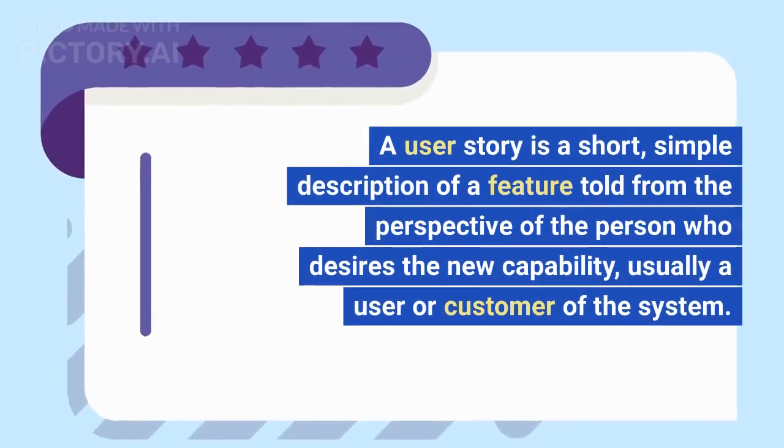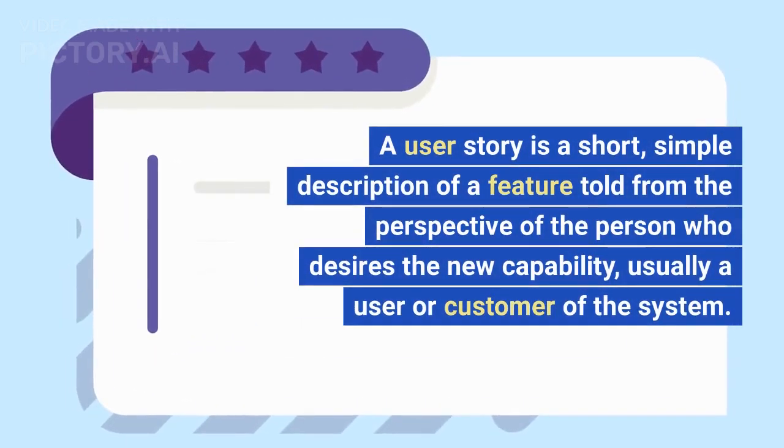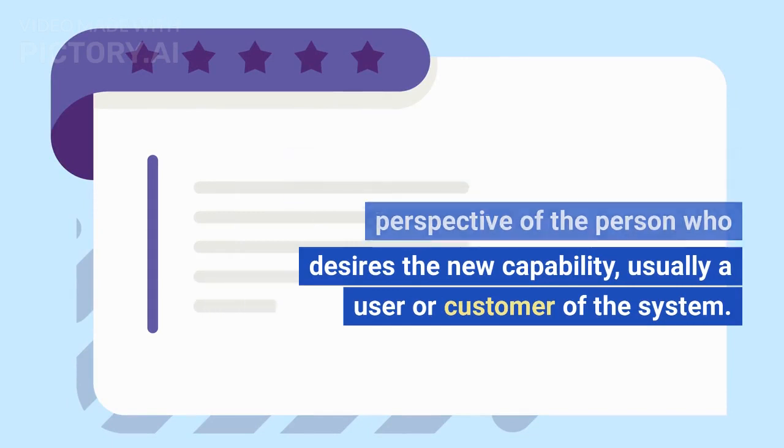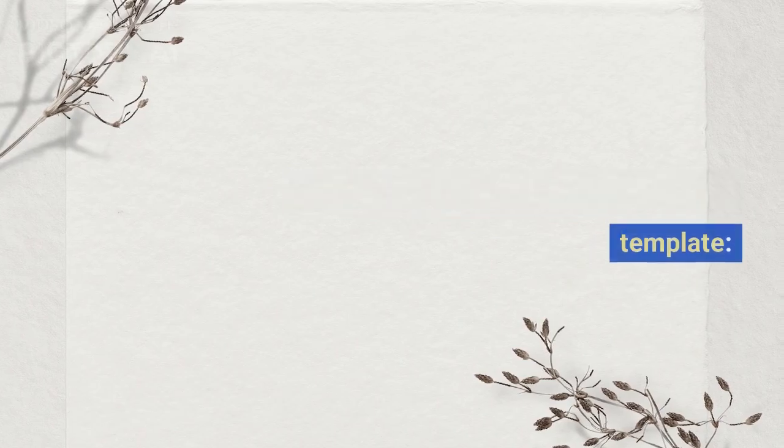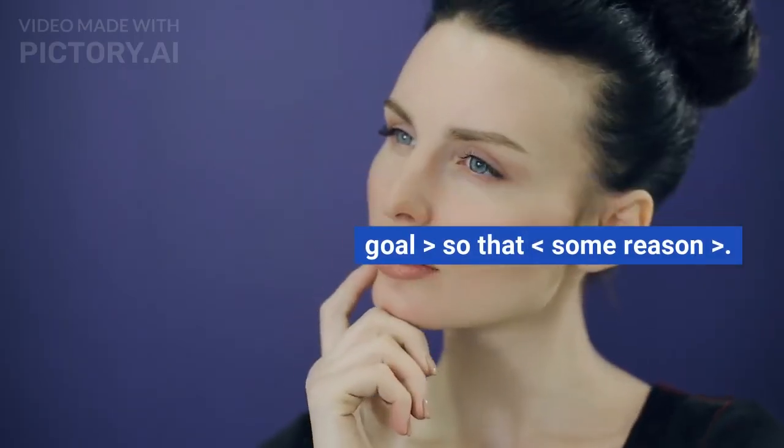A user story is a short, simple description of a feature told from the perspective of the person who desires the new capability, usually a user or customer of the system. User stories typically follow a simple template. As a <user>, I want <goal>, so that <reason>.